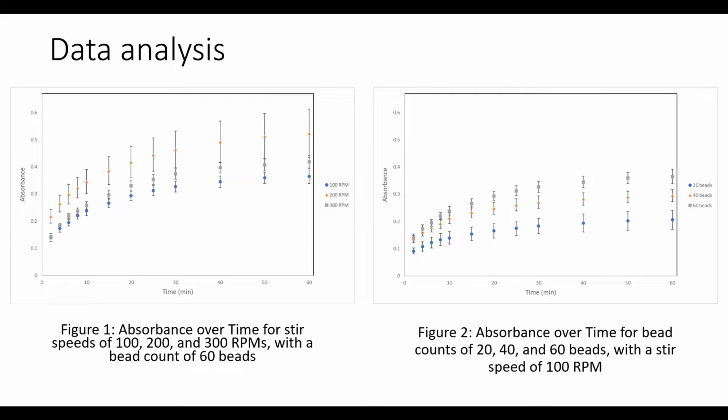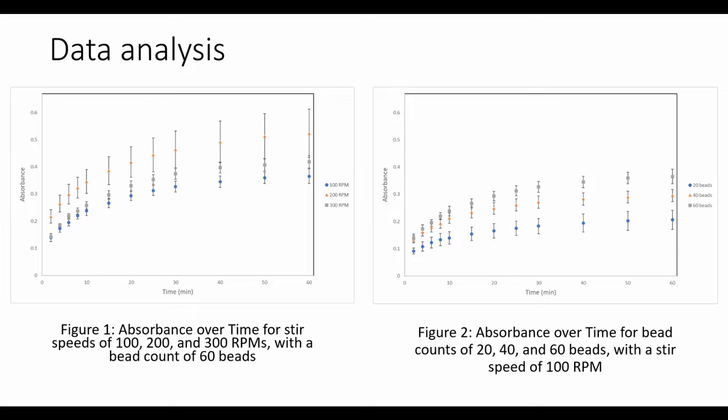This is our absorbance data over time for the two variables we tested. For the first graph, the stir speed was varied. We tested at 100, 200, and 300 RPMs, keeping a constant bead count of 60 beads. The highest absorbance values were found at a stir rate of 200 RPM.